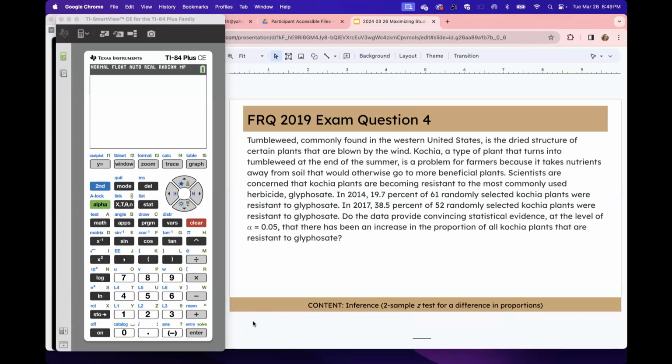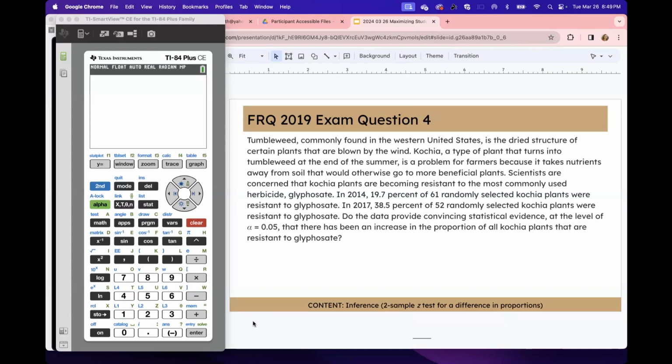So in 2014, they randomly selected 61 kochia plants, and 19.7% of them were resistant to glyphosate. We took another random sample in 2017 of 52 kochia plants, and 38.5% of them were resistant to glyphosate. Then we have the traditional inference question. Do the data provide convincing evidence at a significance level, in this case 0.05, that there has been an increase in the proportion of all kochia plants that are resistant to glyphosate?